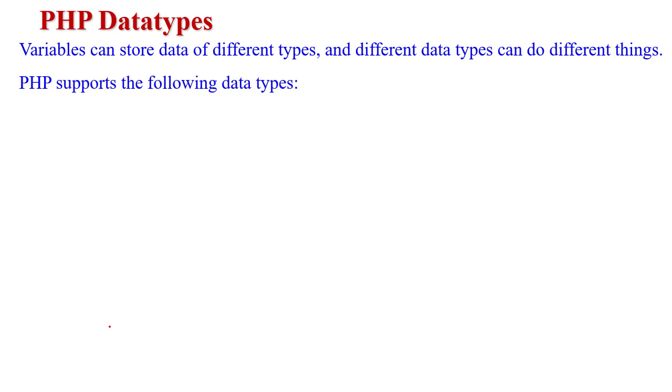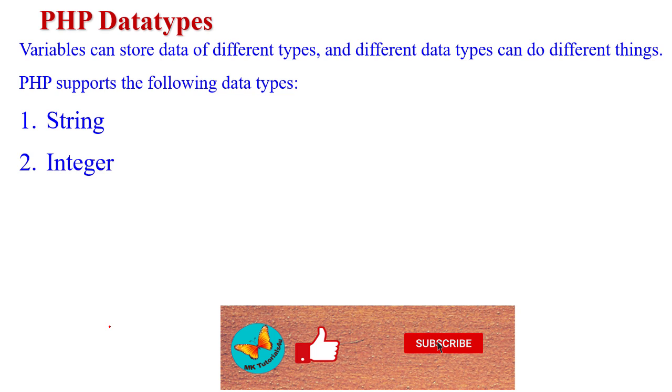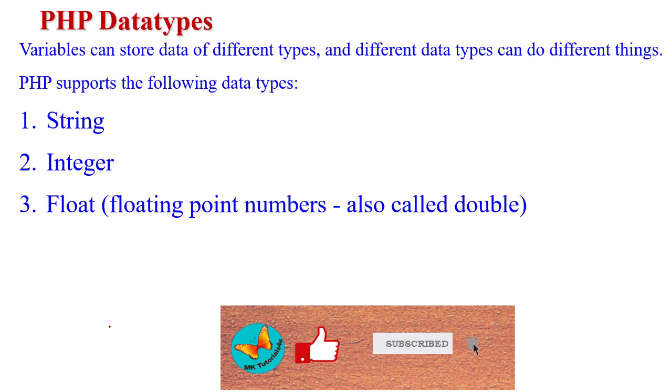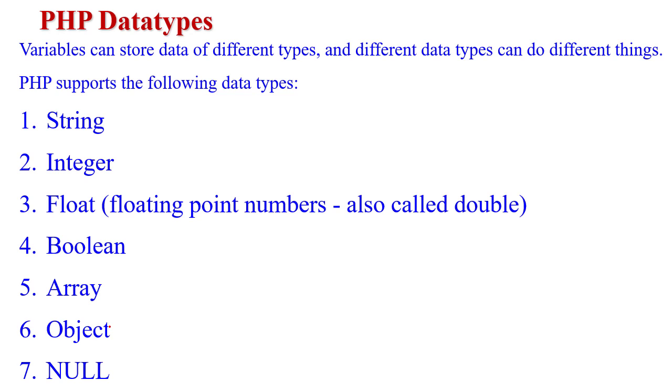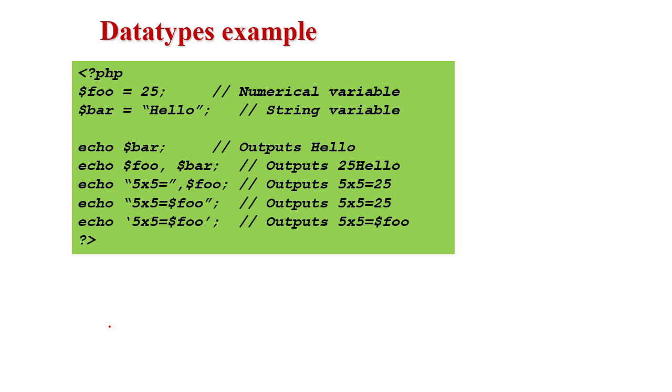Now we will discuss the PHP data types. In PHP different data types are there to do different things. First is string, second is integer, third is float, which is also called double, fourth is boolean to store true or false, fifth is array, sixth is object, and last is null. Null means nothing.